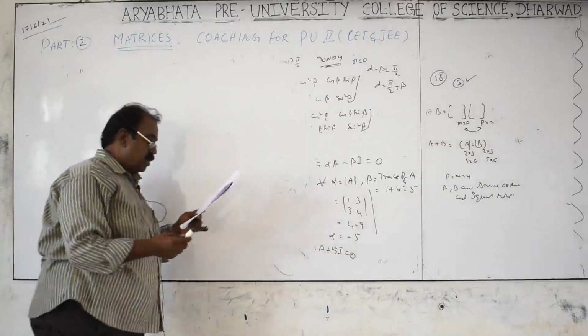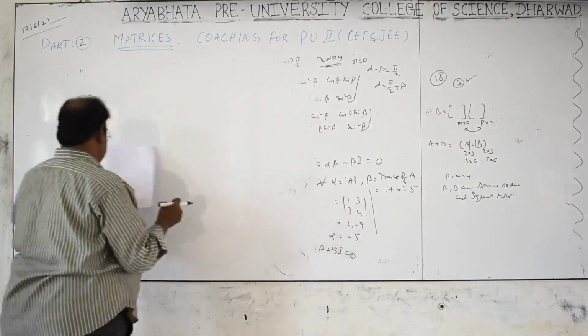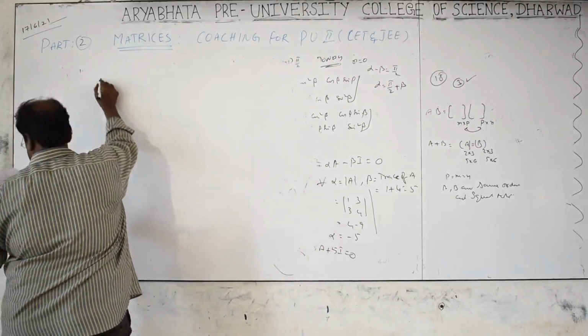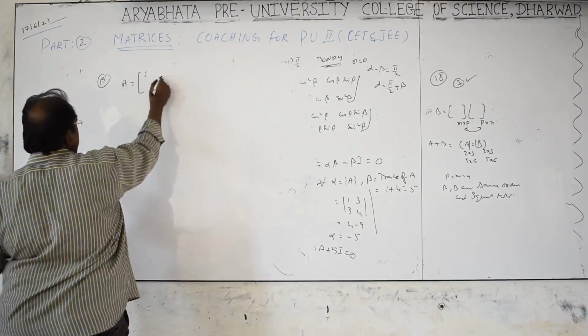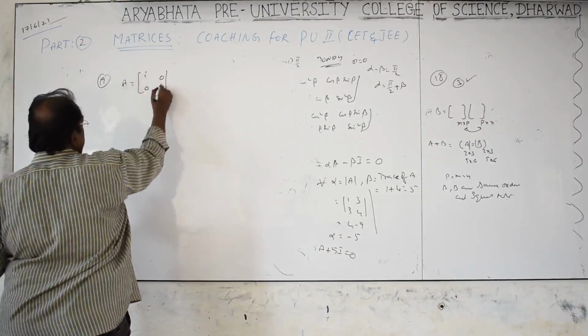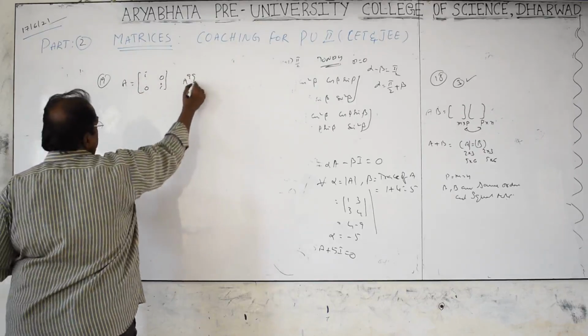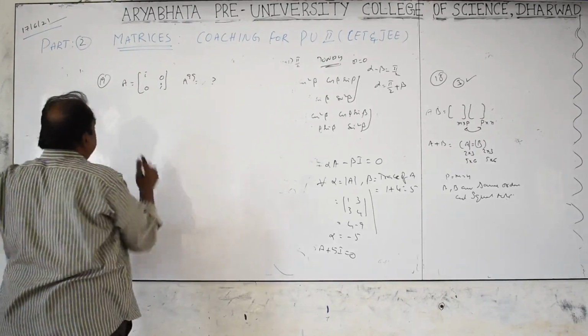You see, then A power 99 is asked. A power 99 is asked. Still, it is the 19th problem. A is equal to [[i, 0], [0, i]], and A power 99 is asked. Okay, na? It's a very good concept.